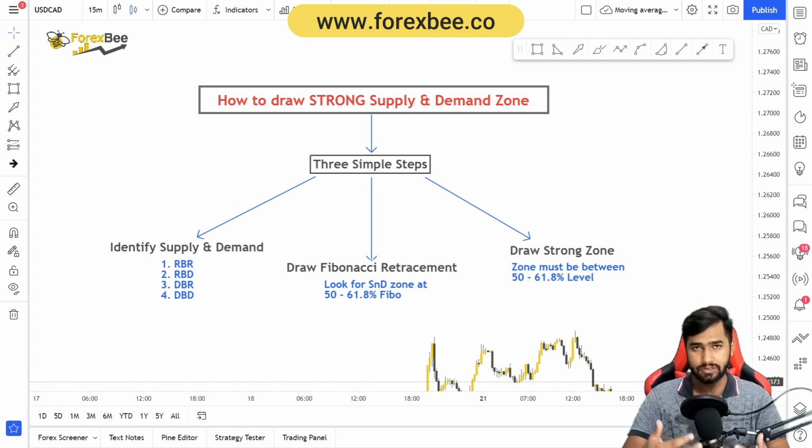Because the supply and demand zones are forming throughout the day in your chart, so you need to look for the zones which are strong, and you need to add some filters or some confluence so that the probability of your trade making some profit becomes higher. So that's why you need to always look for strong supply and demand zones and then place your trades. And this is what we're going to discuss in this video.